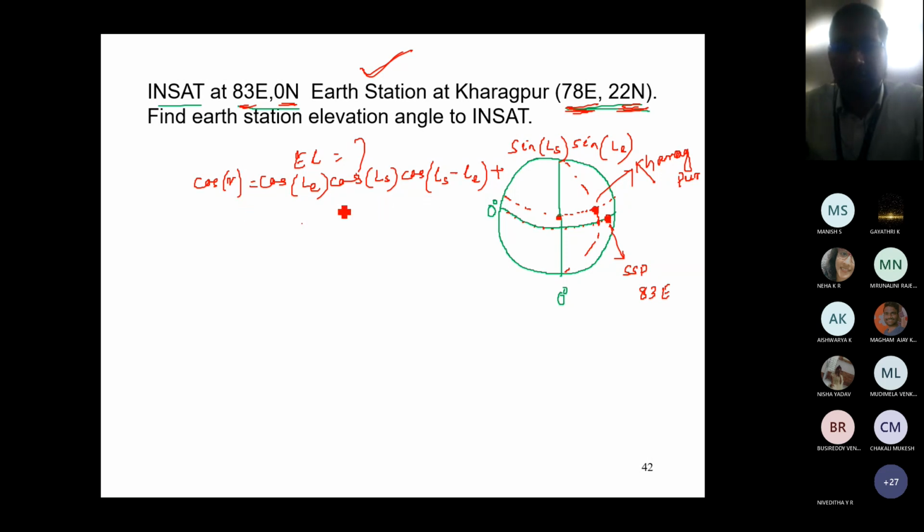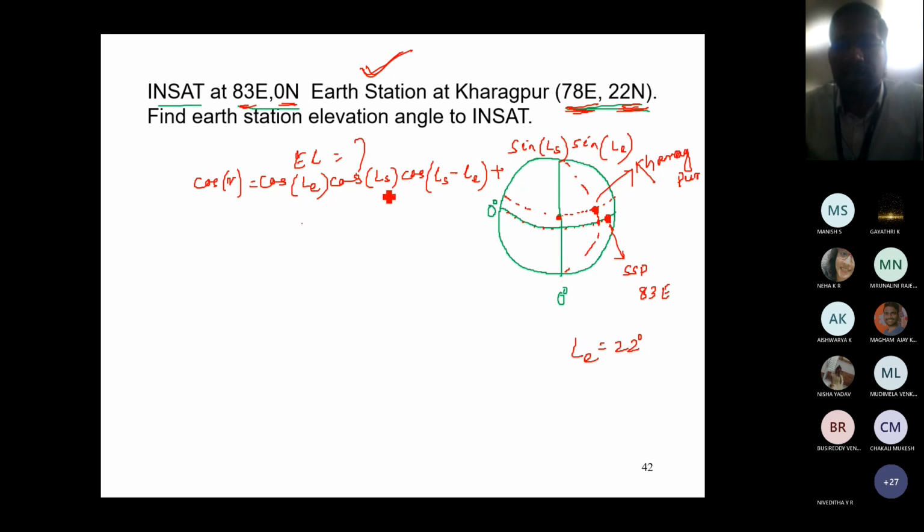Okay, so what is capital LE? We know LE is the latitude of the earth station, which is located at Kharagpur. So let me write down the values. LE is the latitude of the earth station. The value is 22° north.